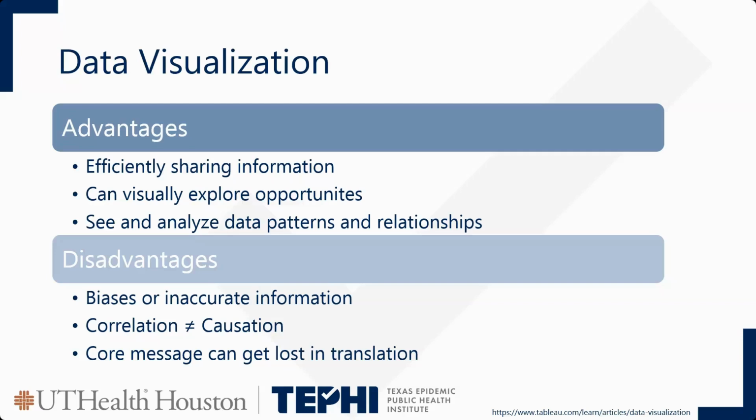As we say in epi and in science, correlation does not necessarily mean causation. So that is always a clear distinction that you need to make when you are visually presenting data: just because the data says this, it doesn't necessarily mean this. And then lastly, the core message can get lost in translation due to the complexity of the data you're visualizing, not being clear, your data being not great. There are other things that can happen.